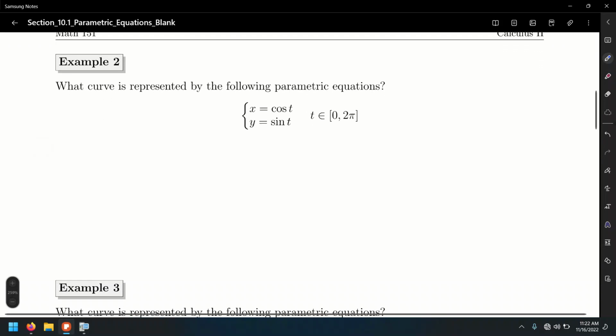So if I solve for t on the x equation, t will be arc cosine of x, all right? And plug this in here, that'll be y equals sine of arc cosine of x. Are you familiar with this function? Do you know what the graph of that looks like?